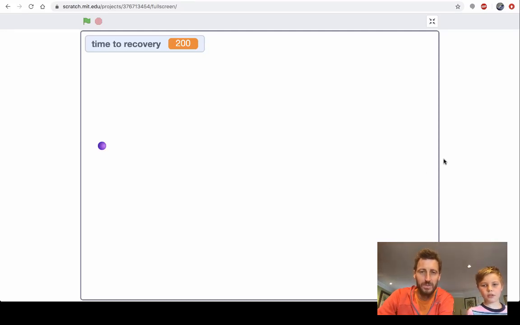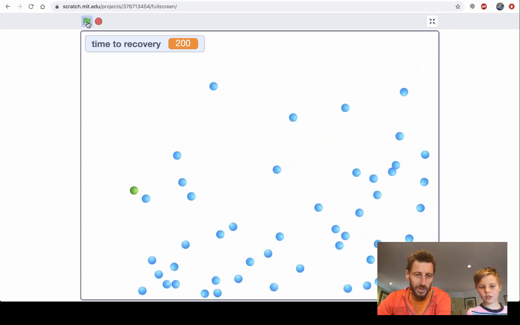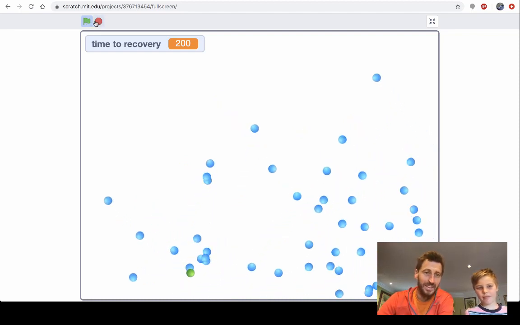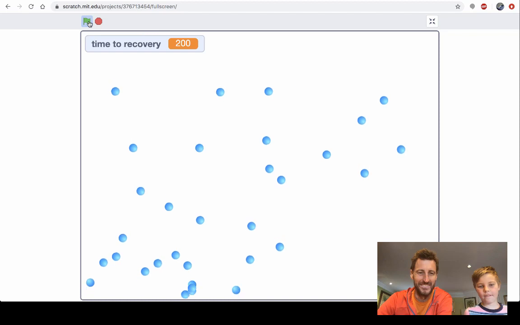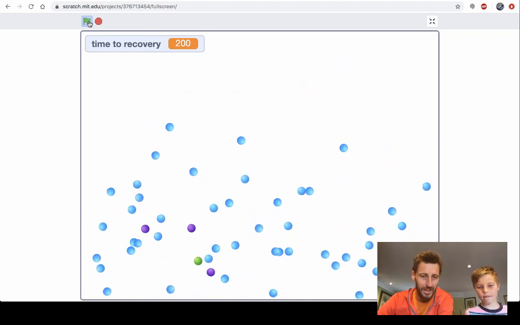Okay, after we saw the Washington Post's little simulator of how diseases spread, Simon suggested that we could make one in Scratch, and here's what we came up with. Oh no! Okay, let's start that again. So in this little model, we've made, I think, 50 people, 51.